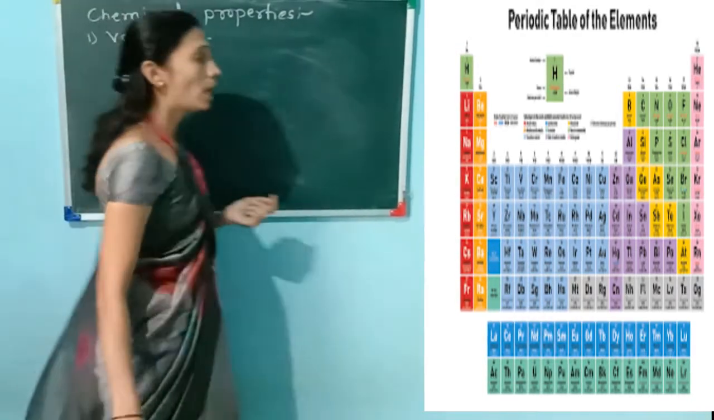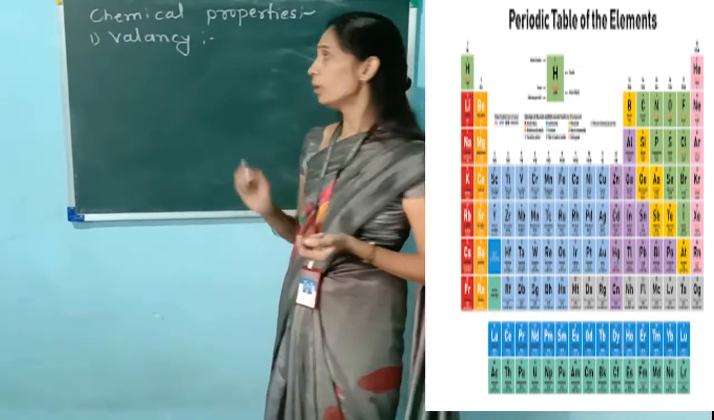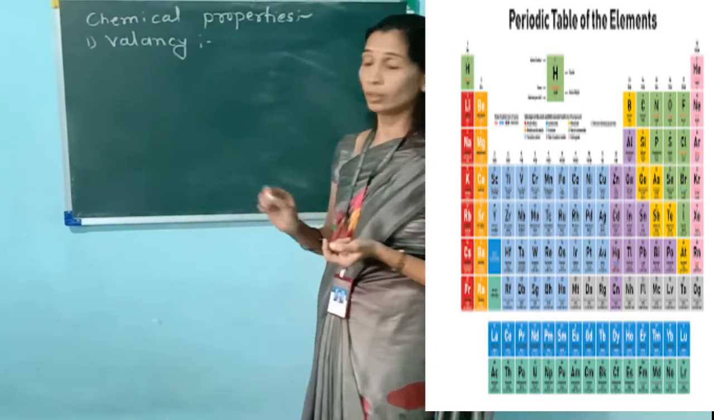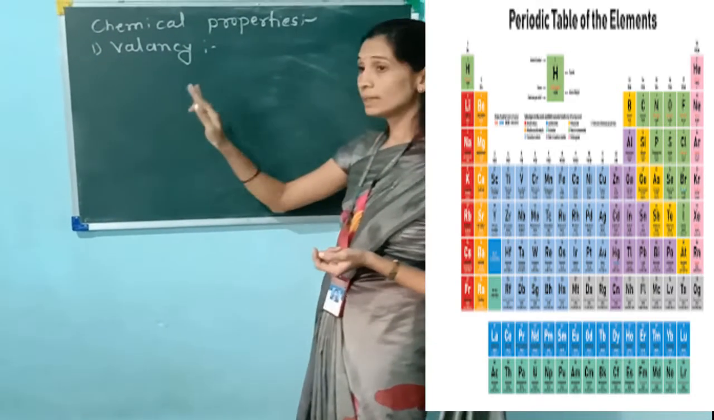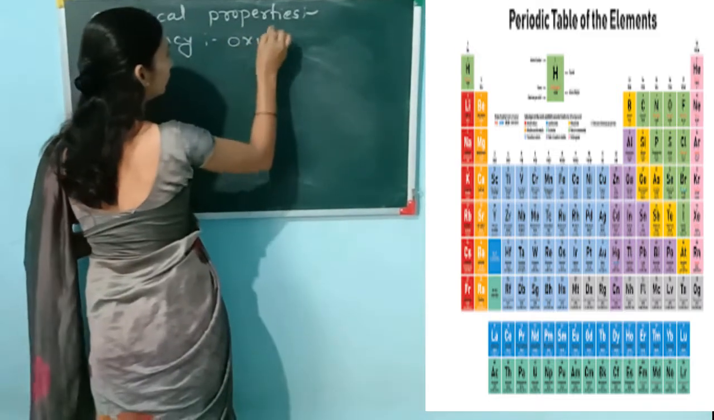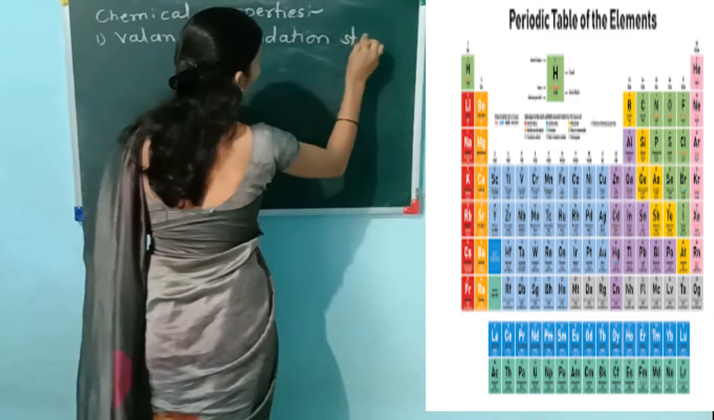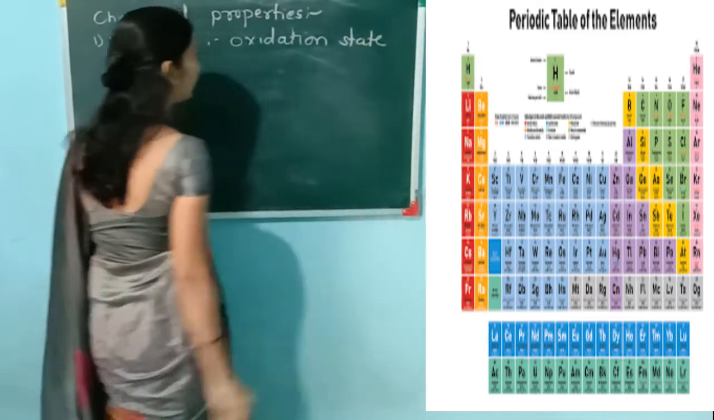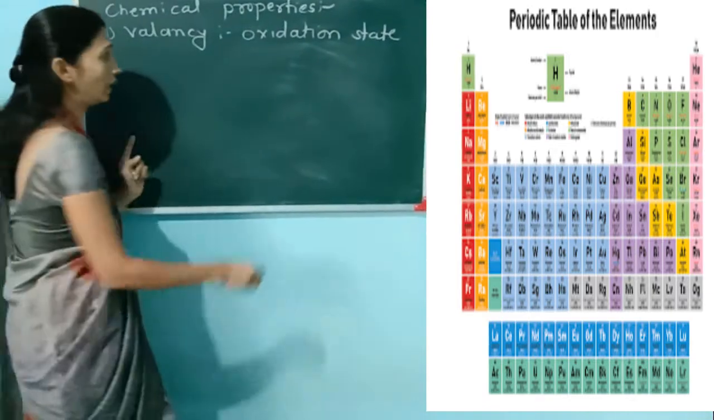Valency also depends upon the electronic configuration. Valency is a number; numerically it is denoted by numbers. Valency is always equal to the oxidation state or oxidation number. But what is the difference between valency and oxidation state?